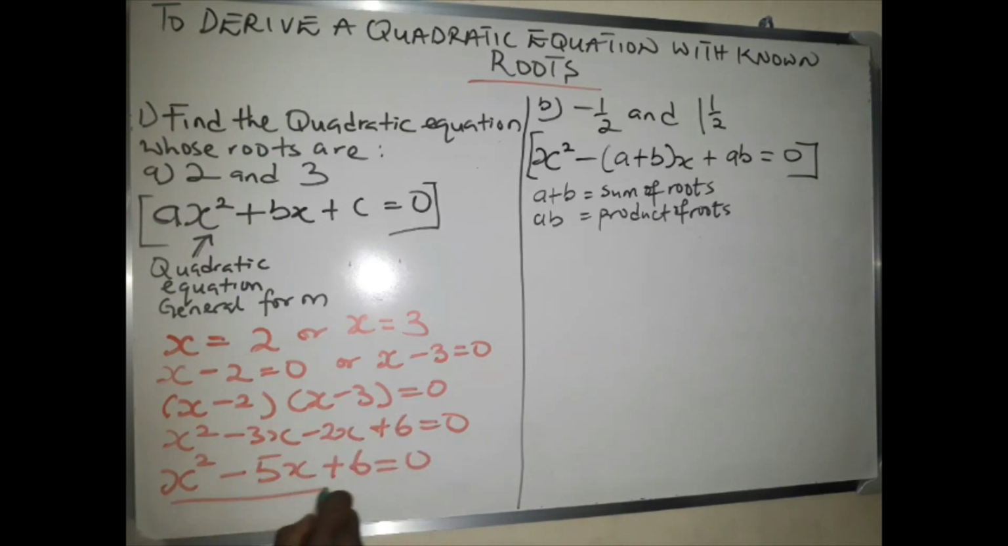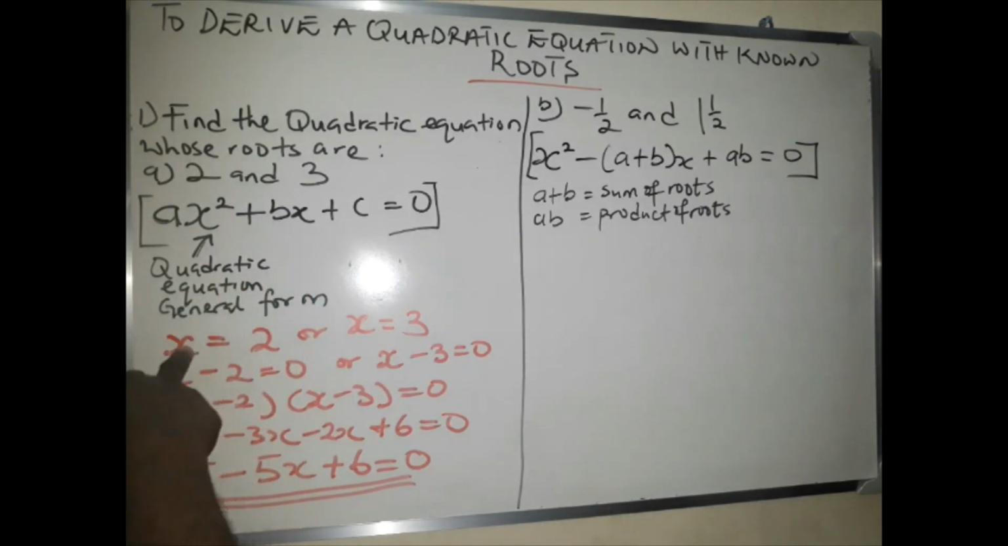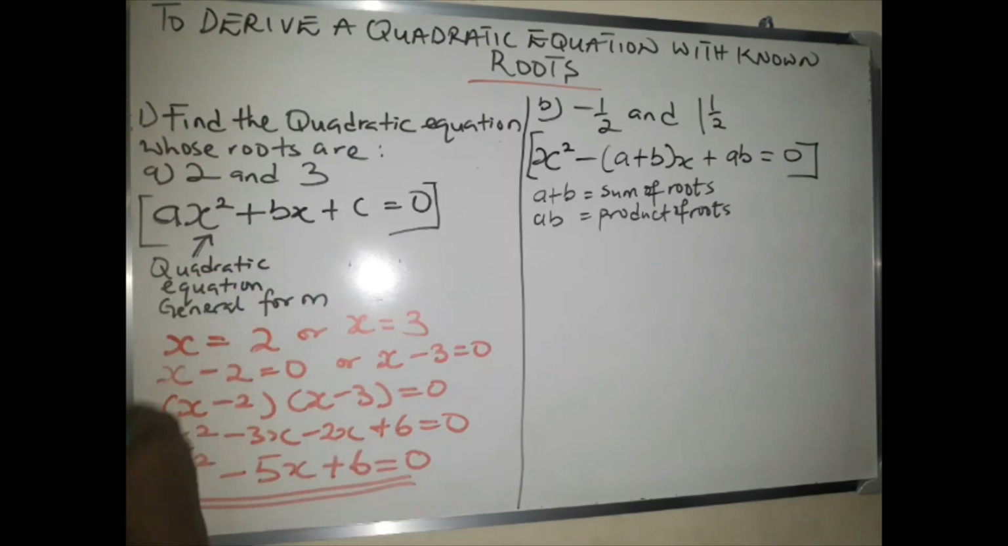So at this point, you are now done. This is the quadratic equation whose roots are 2 and 3. Once again, you do the reverse. You equate the x to the two roots. You take them to the other side, and then you now expand them. And when you expand them, you simplify, and you get your quadratic equation.